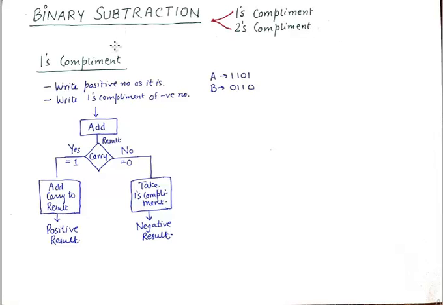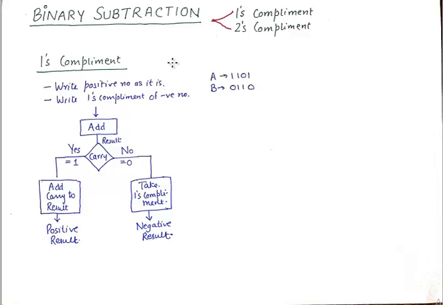Now if you select to do binary subtraction using 1's complement, you need to follow this flow chart, and this is pretty easy. You just need to remember it once, and then you can apply it every time you do subtraction.